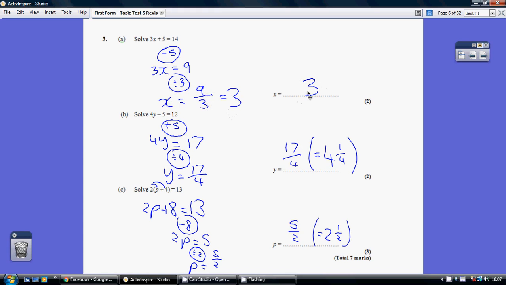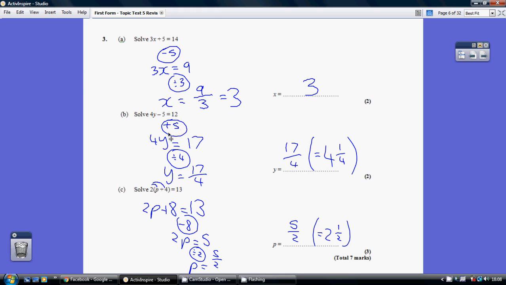Now you could always check this answer. You could pop this back into the question. 3 3s are 9, 9 and 5 is 14. Yep, we got it right. So similar for part B, to undo a -5 we add 5 to both sides, giving us 4y equals 17.